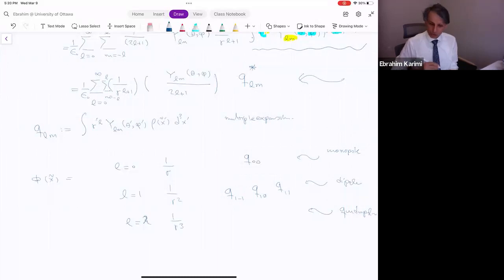For L equal to 2, which looks like a quadrupole, how many contributions do we have? Q2 minus 2, Q2 minus 1, Q2 0, Q21, and Q22. Okay?